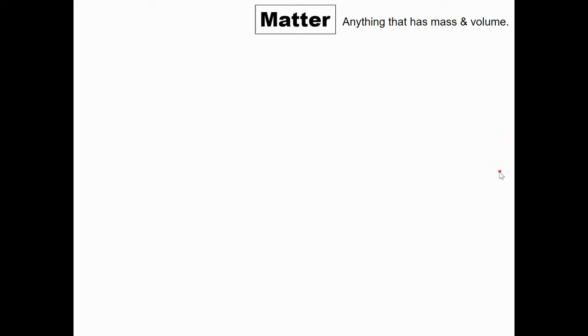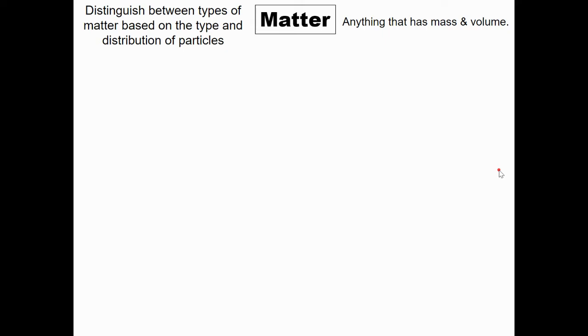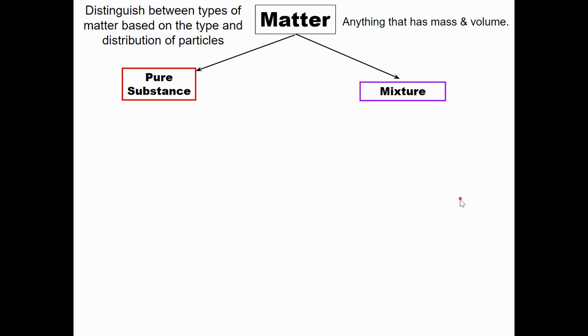And so matter can be distinguished from one type to another based on the types of particles that are in them and how those particles are distributed within a container. So we can have really two types of things. We can talk about pure substances, sometimes just called substances, and we can have mixtures. Let's talk first about pure substances.